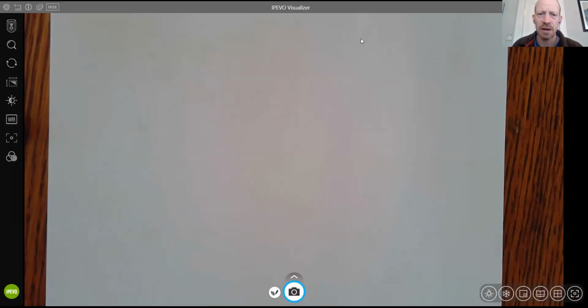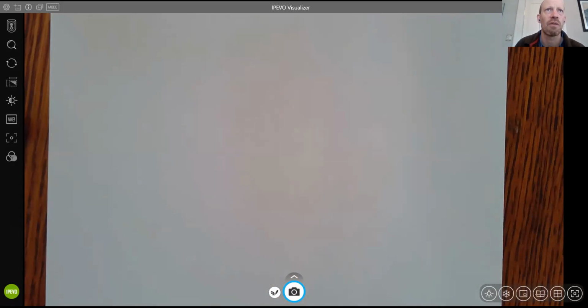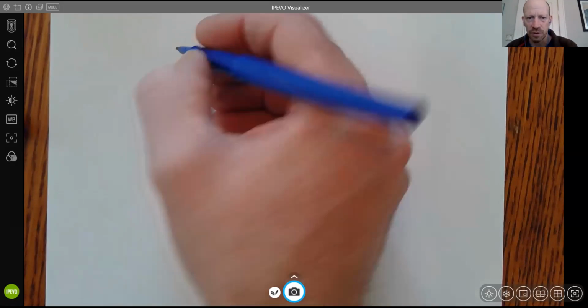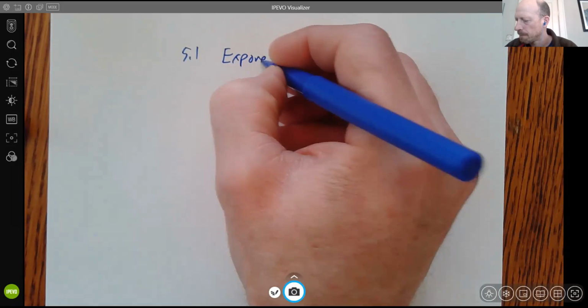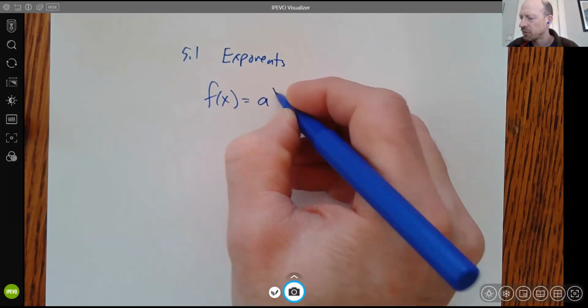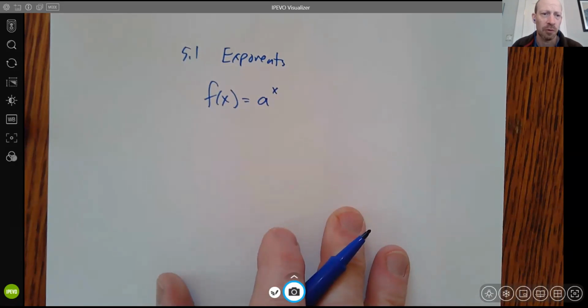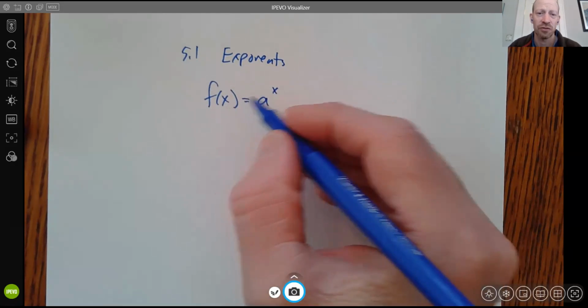This section is about, like I said, logarithms and exponents, and they start off by introducing exponents. That is 5.1. An exponential function is where we have a base raised to some exponent. And the exponent here is the thing that varies in an exponential function.